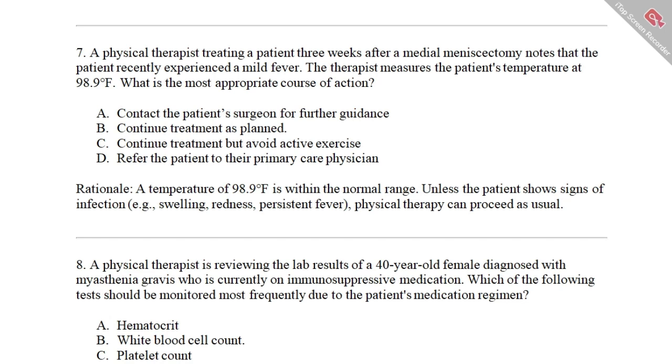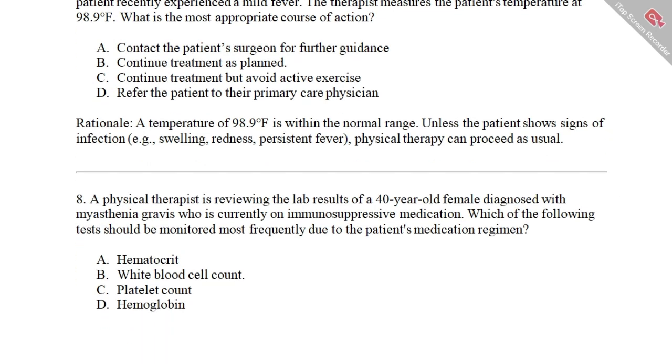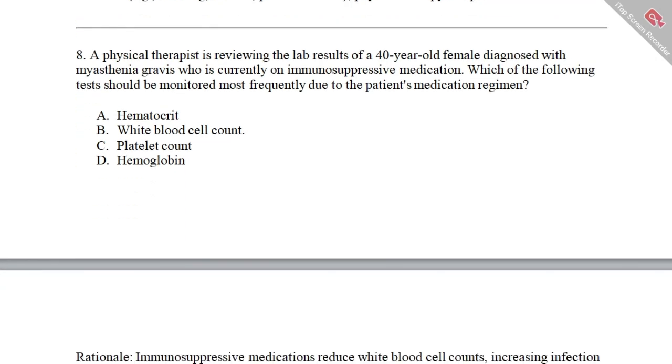Continue treatment as planned. As I told you, 98 degrees Fahrenheit is a normal temperature. So a temperature of 98.9 degrees is within normal range unless the patient shows signs of infection, for example swelling, redness, or persistent fever. The physical therapist can then continue as usual. Okay, now you understand. I hope you understand well. Now let's move to question number 8.